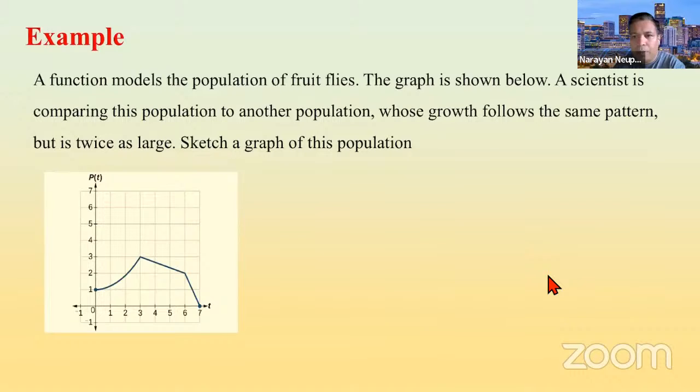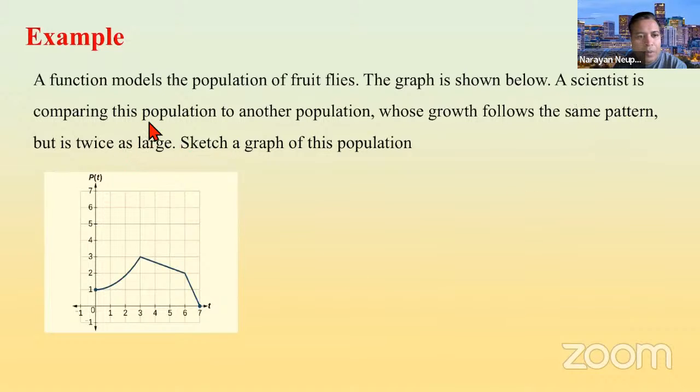Okay, I hope you are done copying it. Let's talk about it now. First, let's read through the problem, try to understand what is given here and what we are asked to do. A function models the population of fruit flies. So the graph given here is the graph for the population of fruit flies.